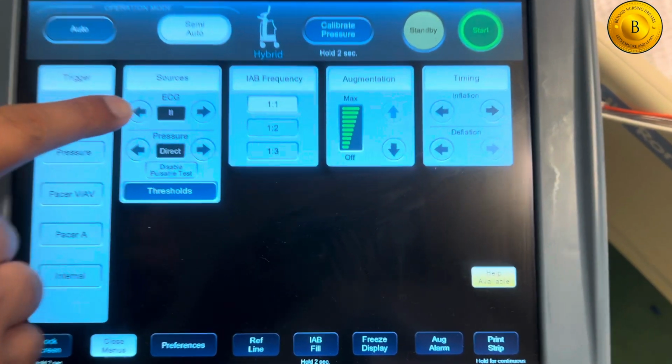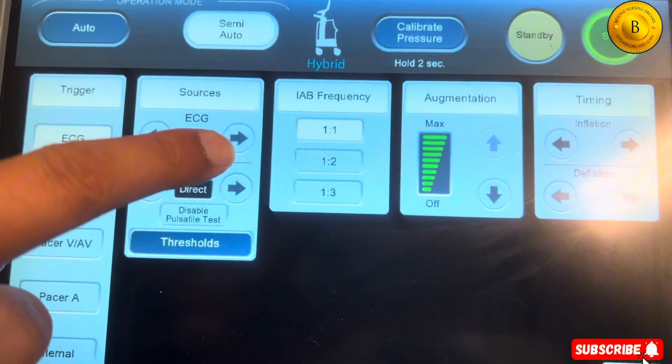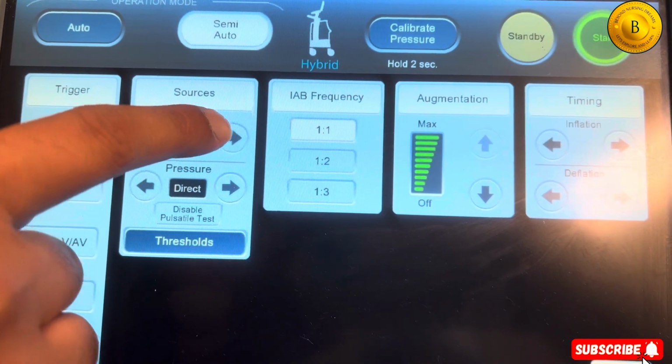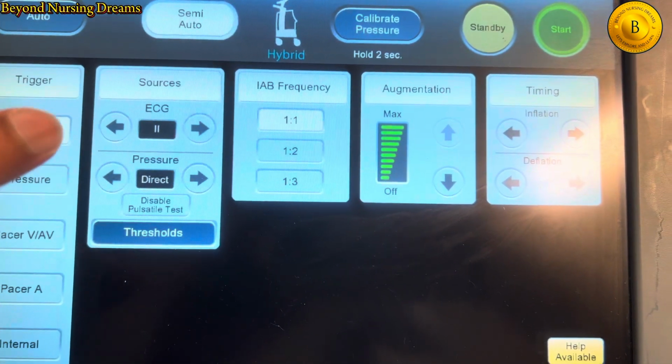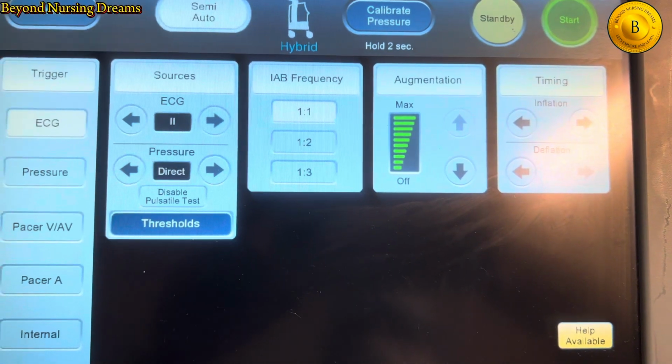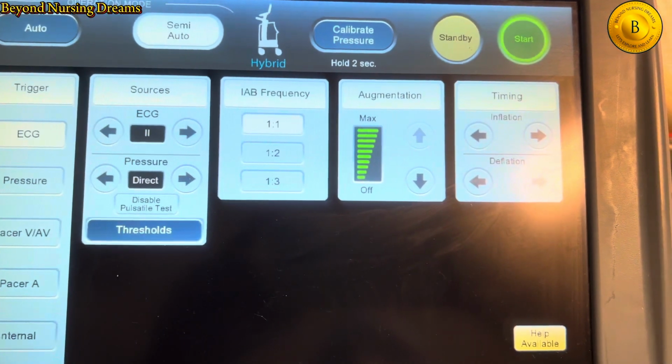The other thing is our ECG sources, our ECG leads: lead 1, 2, 3, AVR, AVF, all leads are here. This one is our pressure source, direct or indirect. Direct means we take pressures from our fiber optic cable. Indirect means we take them from the monitor side.